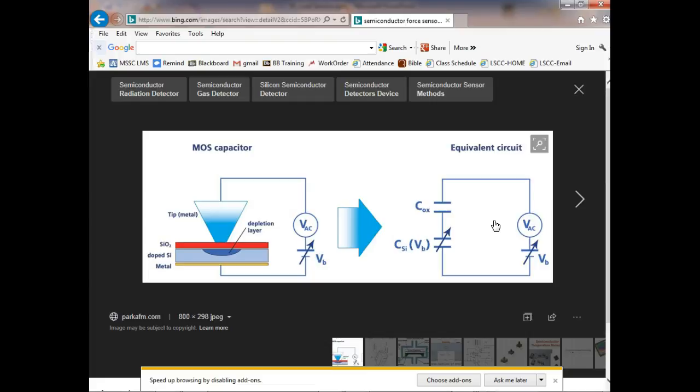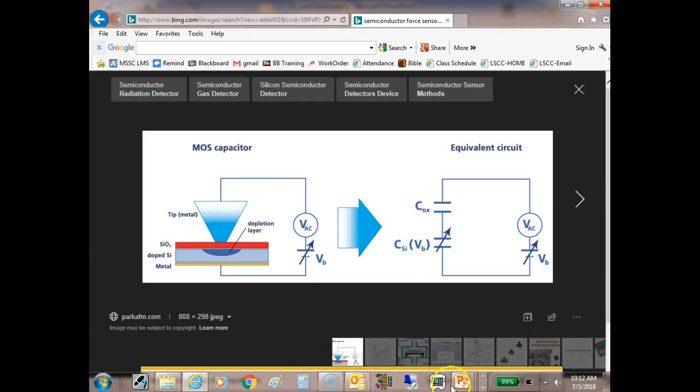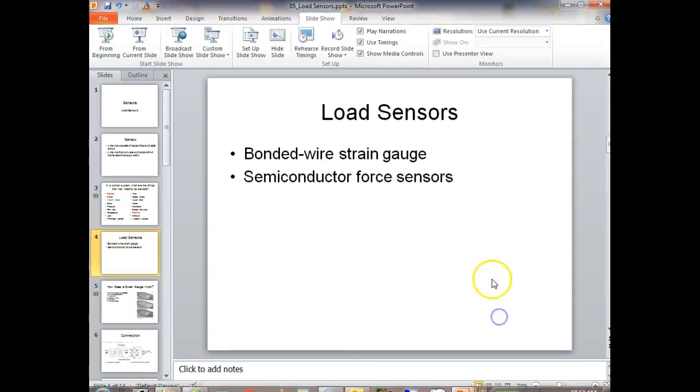Then we have the Si, which is silicon, and then we have the metal. And then what we do is we're technically creating a capacitor. Now, we talked a little bit about that. Capacitors are rated in something called farads. And what determines the amount of farads? Does anybody know? Good.